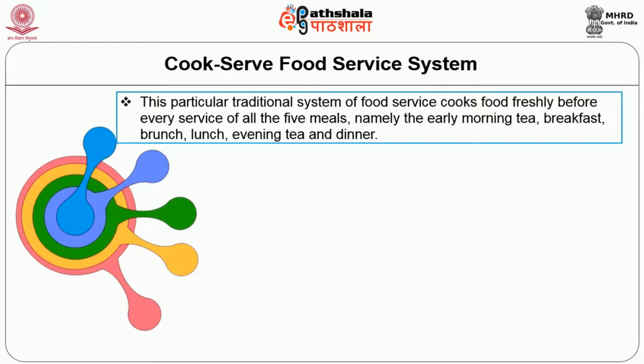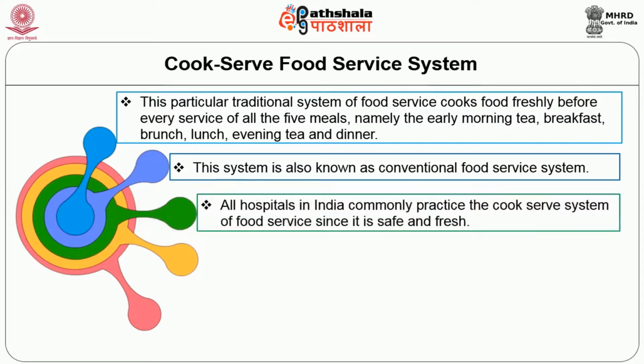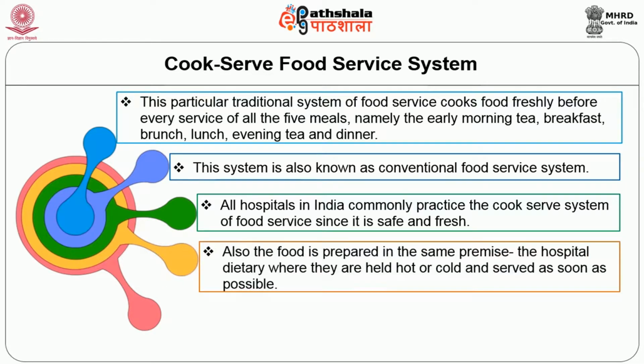This particular traditional system of food service cooks food freshly before every service of all the 5 meals, namely the early morning tea, breakfast, brunch, lunch, evening tea and dinner. This system is also known as the conventional food service system. All hospitals in India commonly practice the cook-serve system of food service since it is safe and fresh. Also, the food is prepared in the same premises, the hospital dietary, where it is held hot or cold and served as soon as possible.